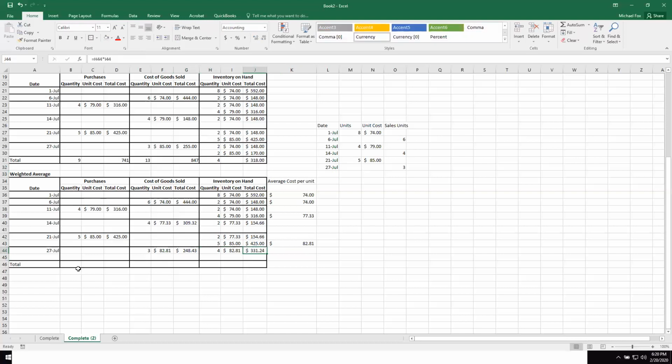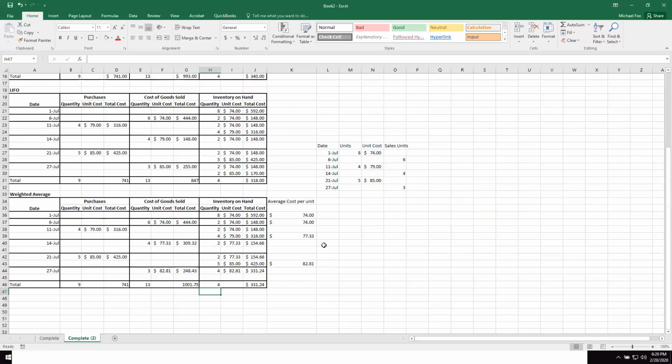And then again, the same thing. We can do our total quantity. And then our inventory on hand at the end of the period is just going to be what we have, 4 that cost $331.24. All right, so again, I went through that pretty fast.